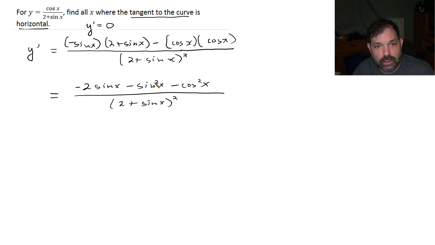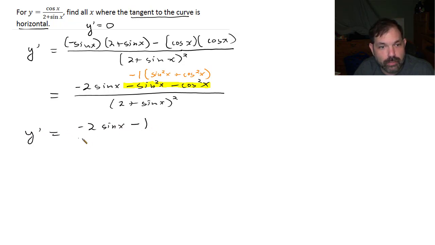Now, we have a minus sine squared x and a minus cosine squared x. So notice that if I do a little factoring here, if I take out the negative 1, that is negative 1 times sine squared x plus cosine squared x. And we know that sine squared x plus cosine squared x is equal to 1 from the Pythagorean identity. So then y prime is equal to negative 2 sine x minus 1 over the quantity 2 plus sine x, squared.